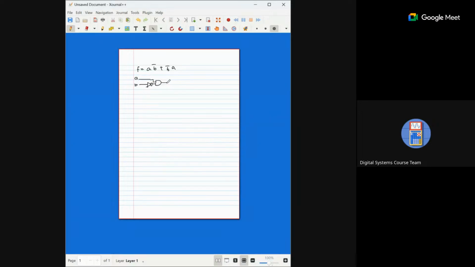A B bar. I think I was wrong. This one is the right expression. And then A bar B. And finally, we connect them with an OR gate. Is it fine? If we do the reverse operation, we get the same result only.